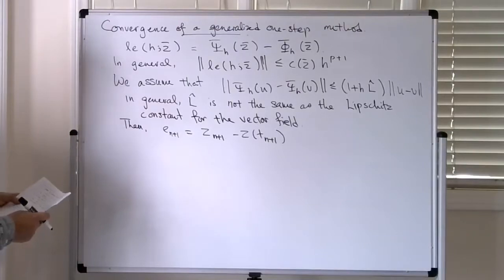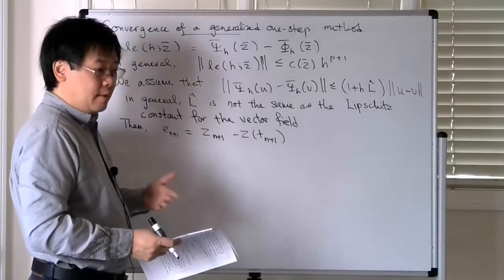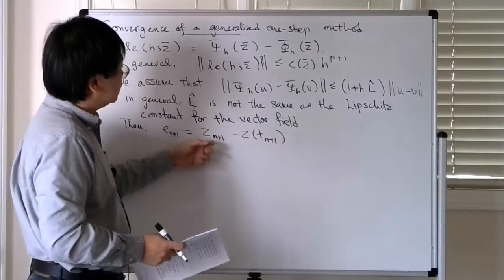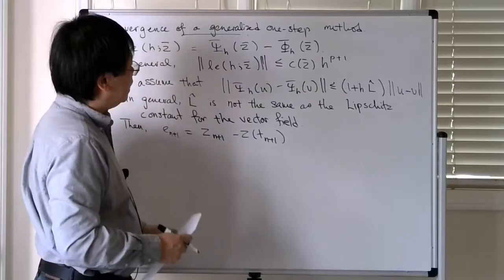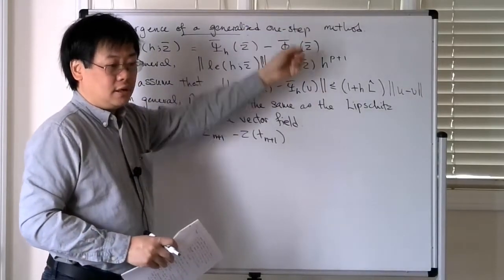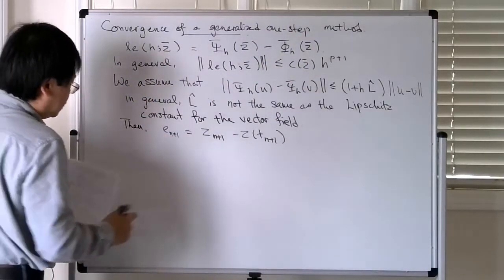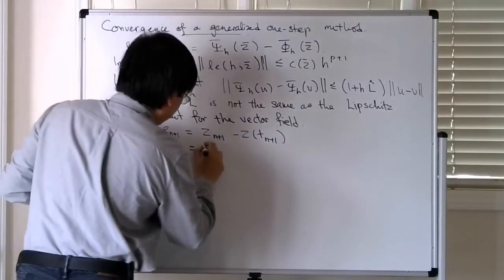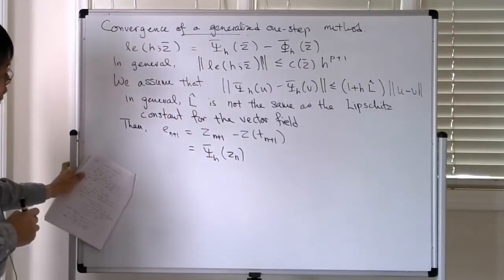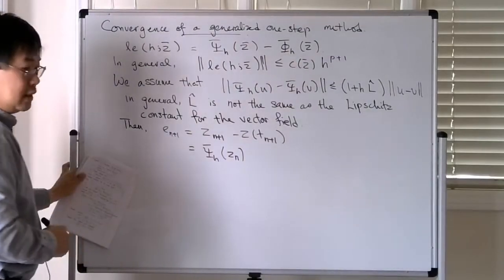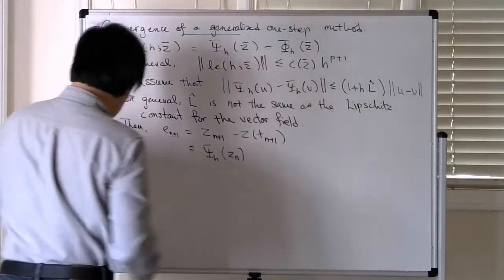By definition, the numerical solution is obtained by successive applications of the numerical one-step method, and the exact solution can be obtained by applying successive exact flow maps, if you will. So that's what we're going to do in the next stage. We're going to write this as the numerical flow map applied to the solution at the previous time, and then we're going to write this Z at t_{n+1} in terms of the exact flow map applied to the solution at the previous time.